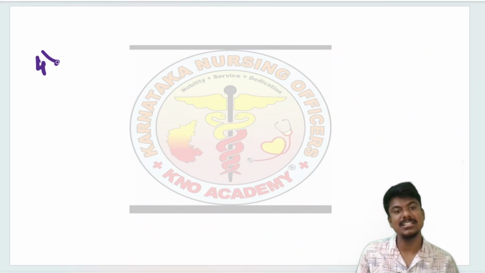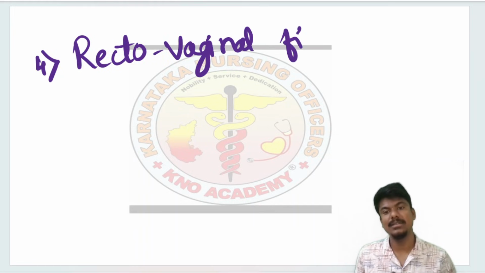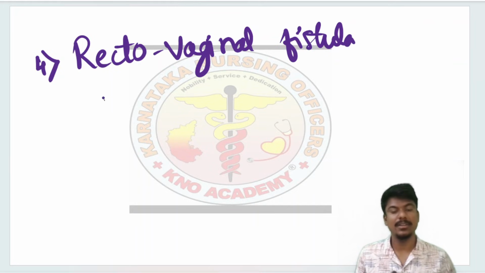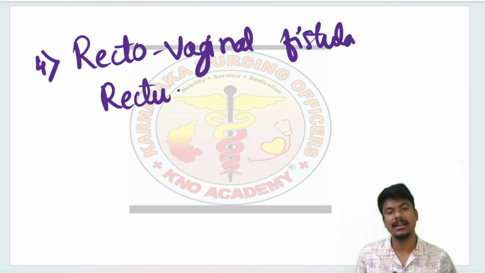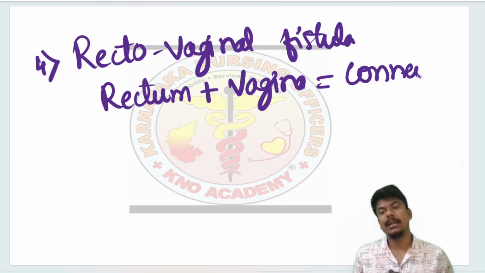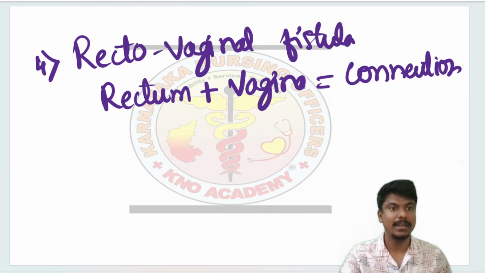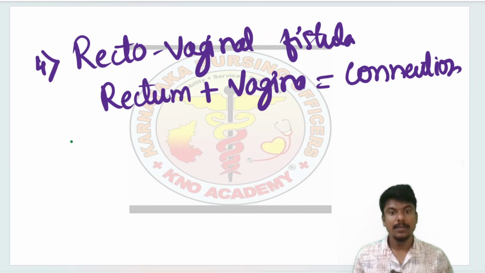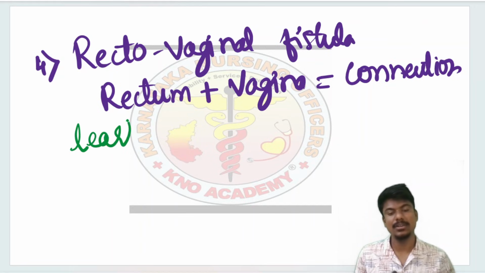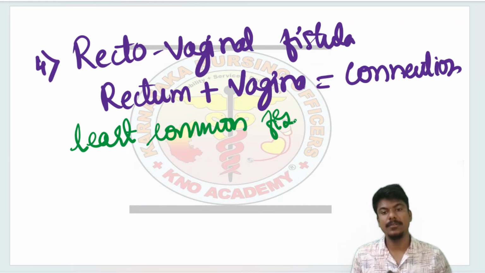And the last option is recto-vaginal fistula. We know that recto means rectum. Here there is a connection between the rectum and the vagina; they are abnormally connected. Recto-vaginal fistula is the least common variety of the fistulas.